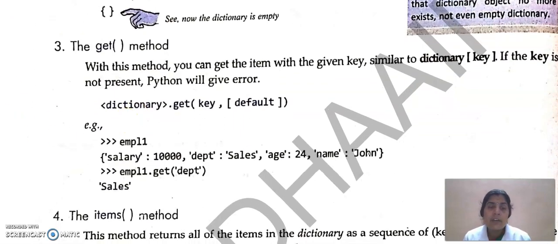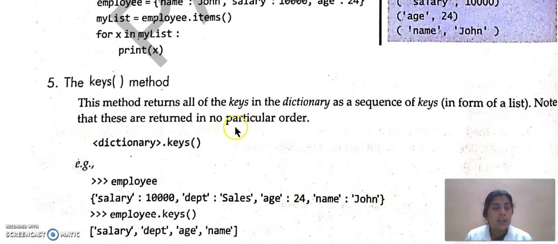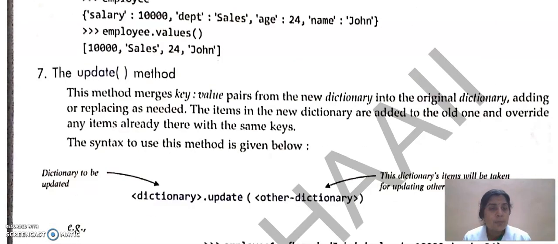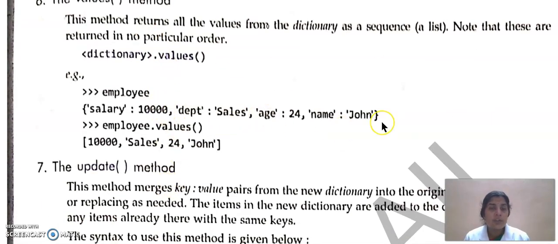The get method: if you use the get method and inside it we use one key, then its value is returned. By using the key, we can access the value by using the get method. The items method will display all the elements in the dictionary. That means employee dot items. Then we have to use a for loop to print all the elements. The keys method will print all the keys. Keys means salary, department, age, name, and so on. Then the values method will print all the values like 10,000, sales, 24, John.